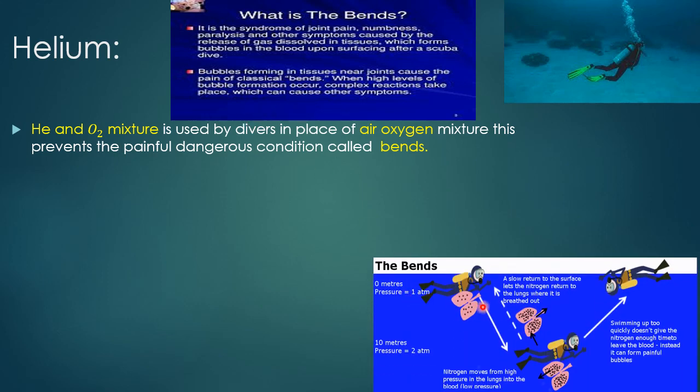When deep sea divers are at the surface, approximately 0 meters, the pressure is 1 atmosphere. When they go down approximately 10 meters, the pressure increases to 2 atmospheres. They have a cylinder that was filled with nitrogen and oxygen. When that is inhaled, the lungs collect the oxygen as well as nitrogen. This oxygen and nitrogen pass into the tissues, where the nitrogen moves from the high pressure in the lungs into the blood.